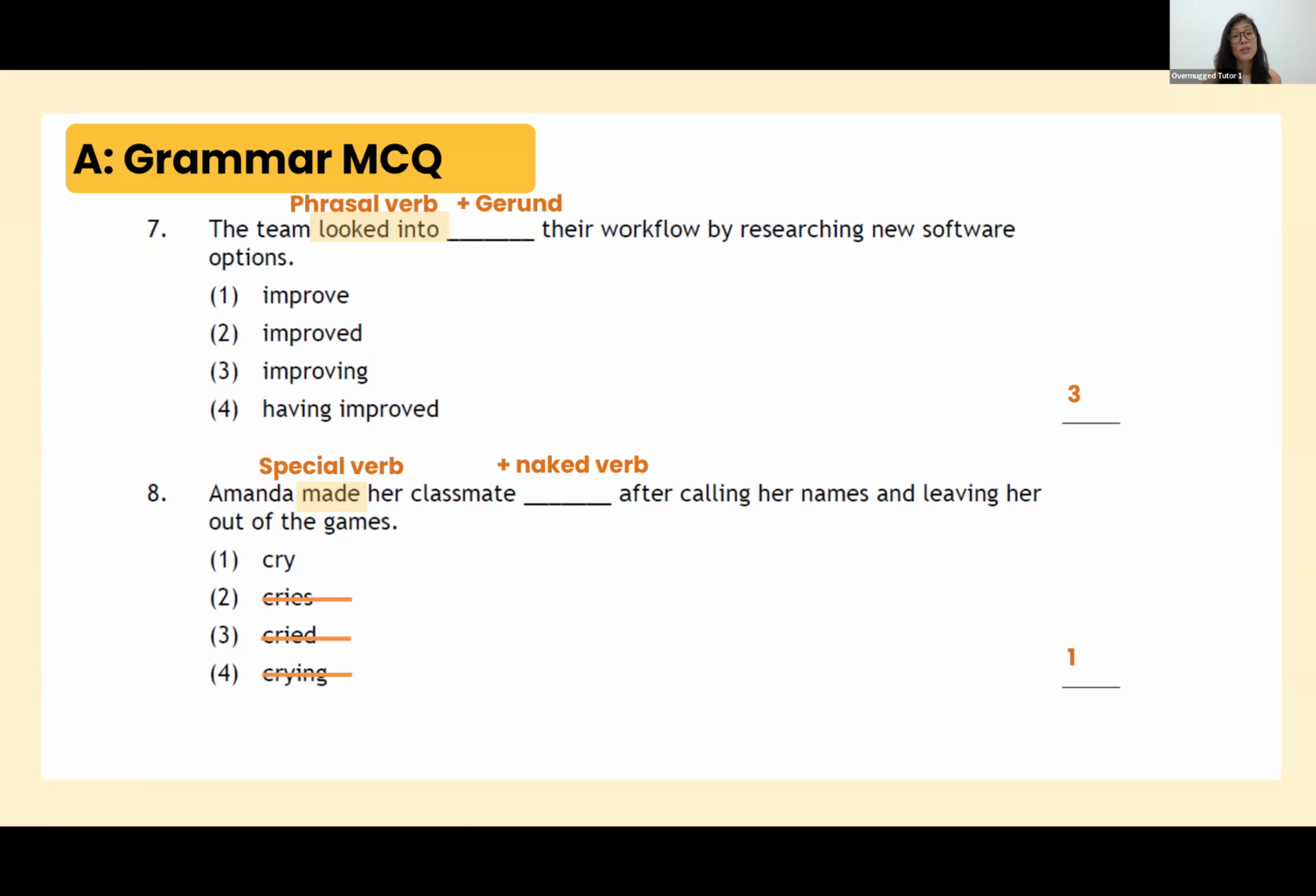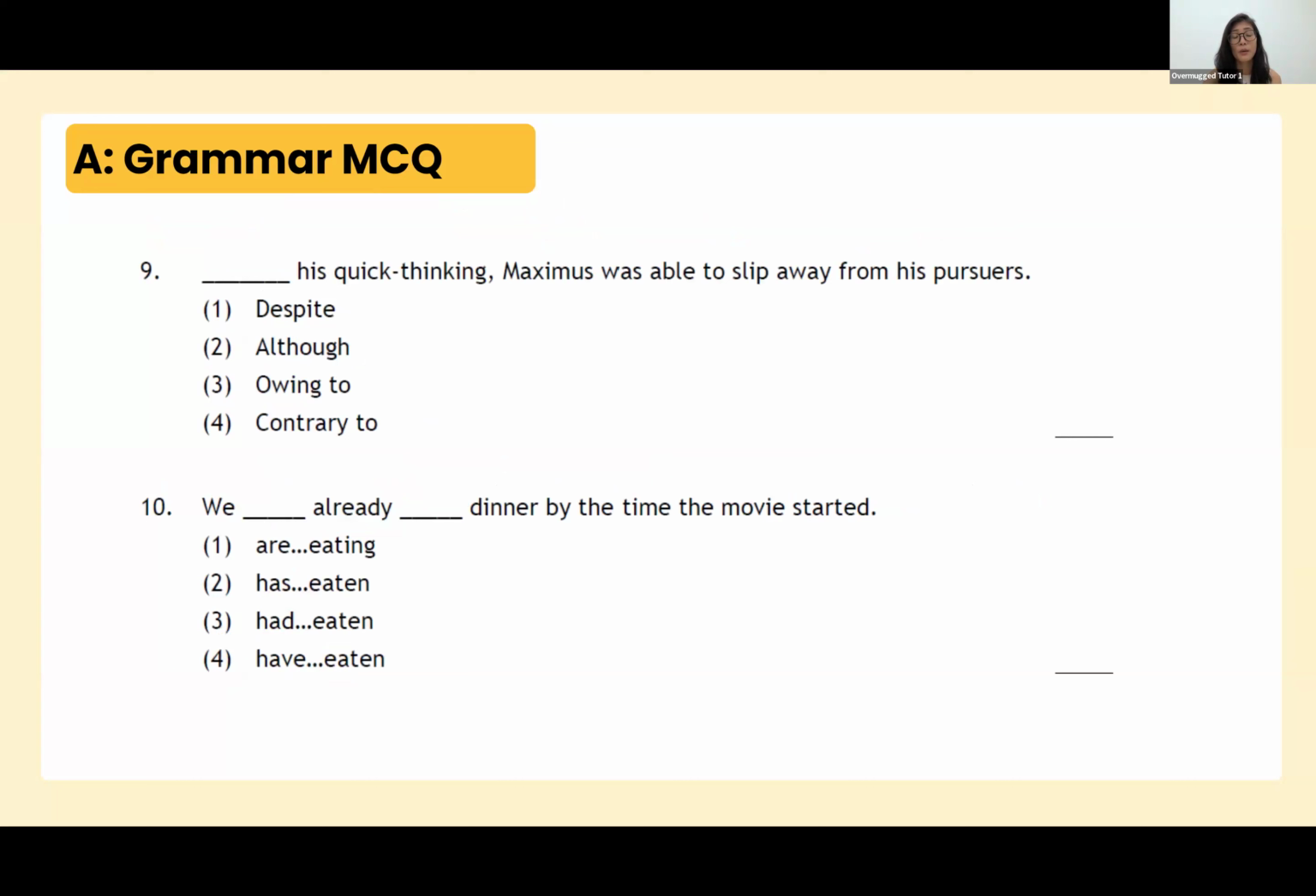The last 2 questions of grammar MCQ. Question 9. Blank his quick thinking, Maximus was able to slip away from his pursuers. In this case, if Maximus was able to react quickly and escape from his pursuers, the only option here that explains this correlation is option 3, owing to. So owing to has the same meaning as due to or thanks to.